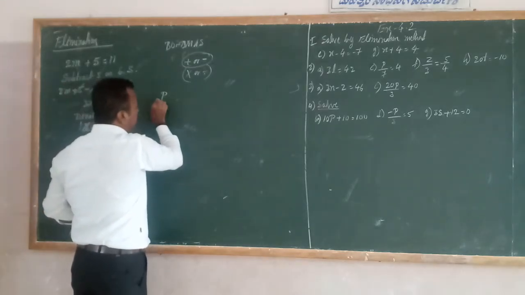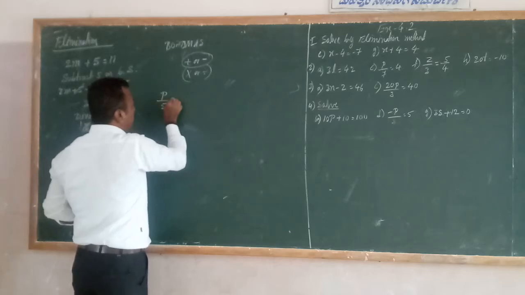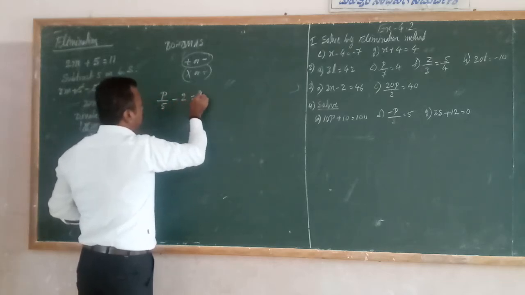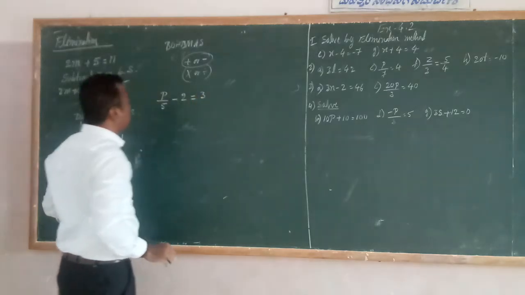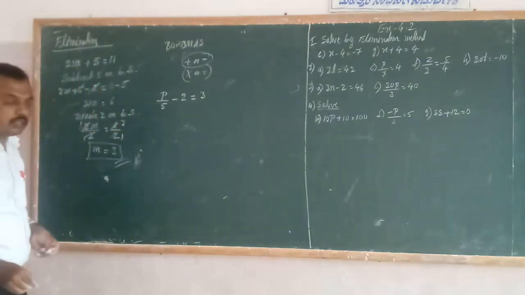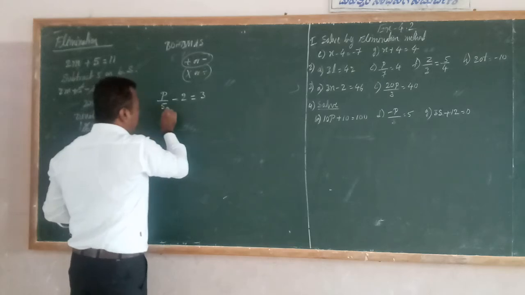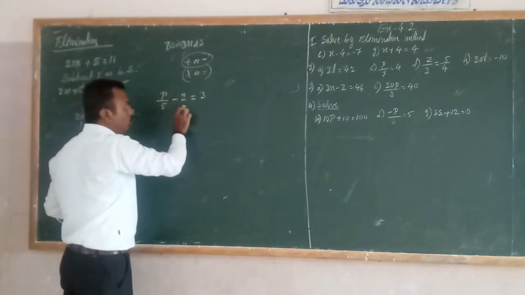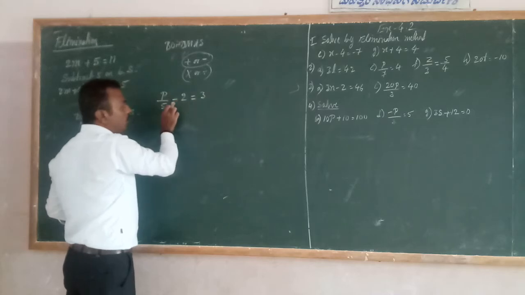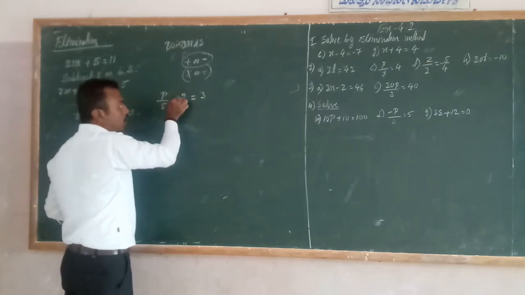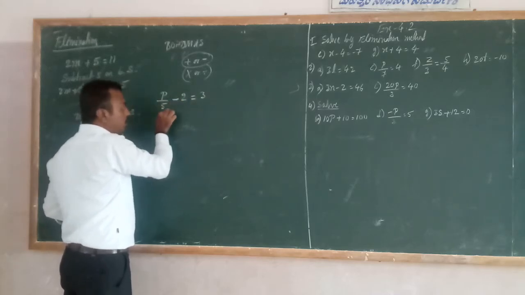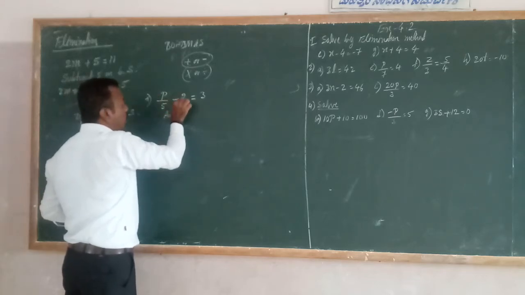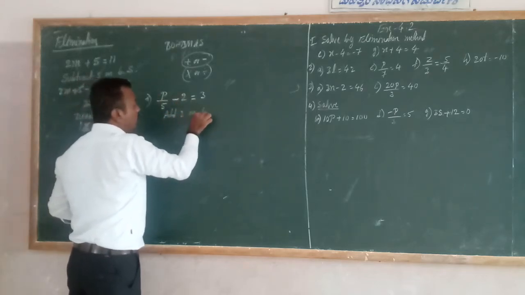p by 5 minus 2 is equal to 3. See students, first we have to remove the minus, no? That's why we have to remove the 2. The 2 has a negative sign. So if it is negative, we have to do addition. So add 2 on both sides.